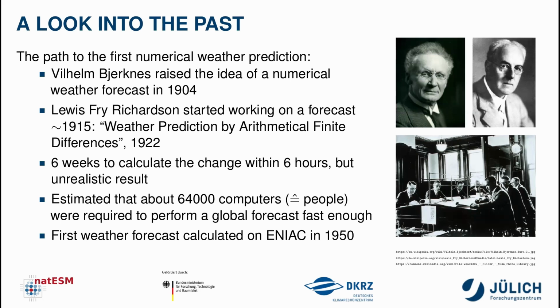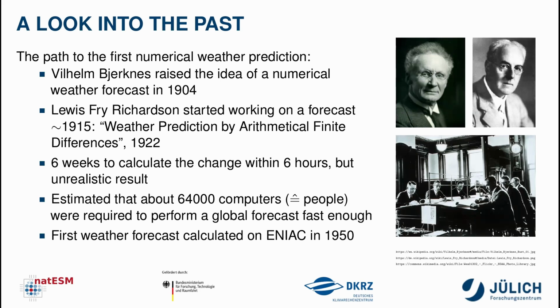But already back then, he estimated that it would take about 64,000 computers, as he named them, but actually they were people, or as he thought about it, students, who are required to do a global weather forecast fast enough that it is done before the actual weather happens.